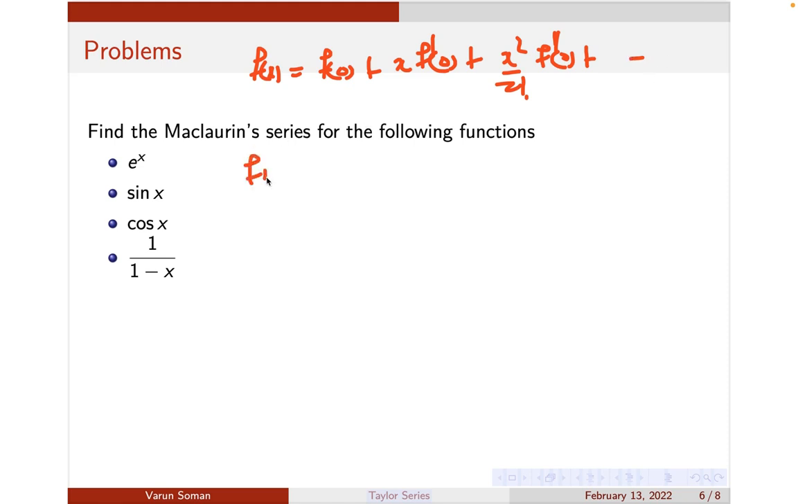So your f of x is 1 by 1 minus x, or if I want, I can write it simply as 1 minus x raised to minus 1 for finding the derivatives in an easier way. So what is your f of 0? F of 0 is nothing but 1.